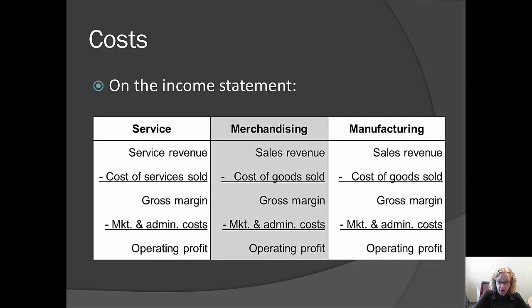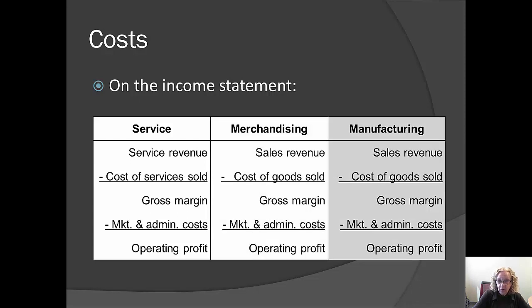For a merchandising firm, we take sales revenue minus the cost of goods sold. For a merchandising firm, that would be the sum total of all of the cost to acquire the goods, which we then sold to our customers. And that difference gives us our gross margin. We'd like to sell our goods for more than it cost us to acquire them. Then we subtract out our marketing and administrative costs, and that gives us our operating profit.